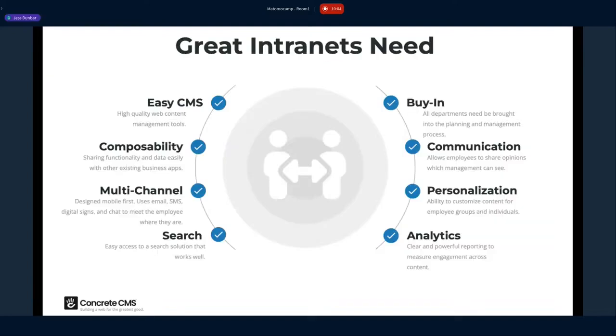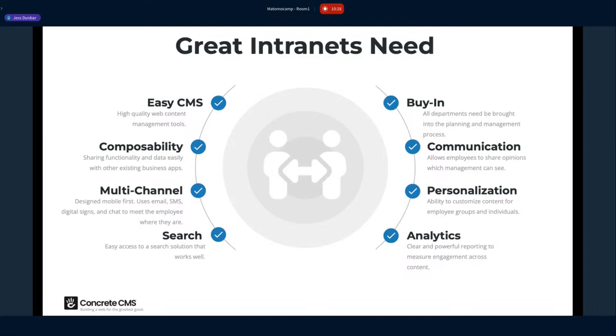So, what are the steps for intranet success? First step in creating a great intranet is establish clear goals and objectives and ask yourself, what are you trying to achieve with this intranet? Next, with these 8 things, so a great CMS, buy-in from management, personalization, you'll need a great search.